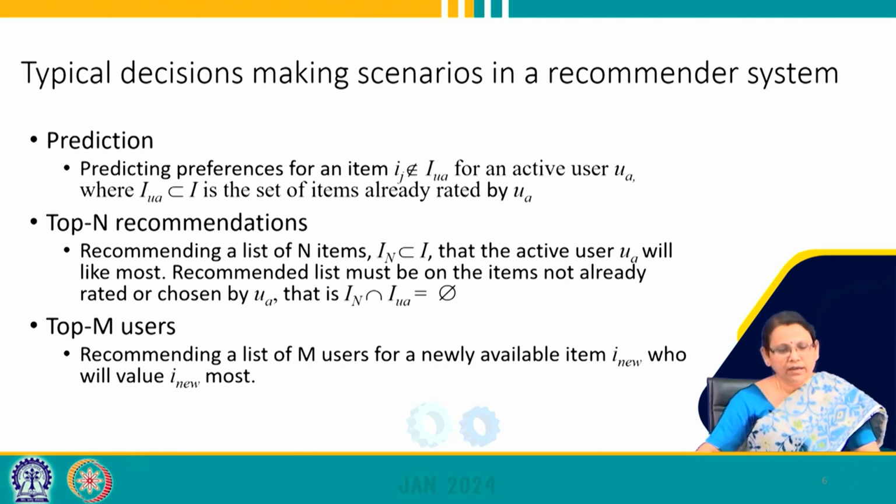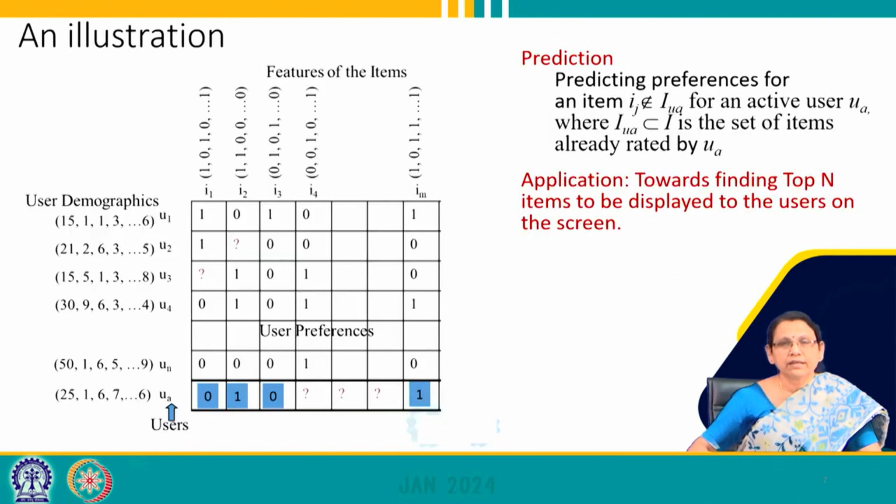Now, let us look at what are the typical decision making scenarios in a recommender system. By decision making scenario, we mean what kind of outcome will come out of the recommendation algorithm. The first task is we have to make the prediction. Prediction of what? Prediction of the rating maybe, and if we predict the rating, which are the items for which we have to predict the rating? The area where we have these question marks. Then we have top n recommendations. What is this top n recommendations? Whatever values we have predicted, those values we have to now sort and show to the user. Then we have top m user recommendation as well. So, as we move ahead, we look a little bit in detail.